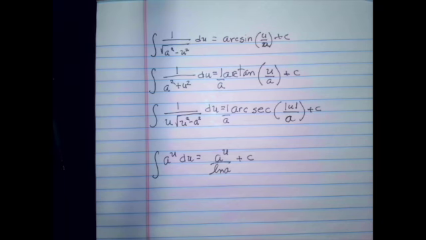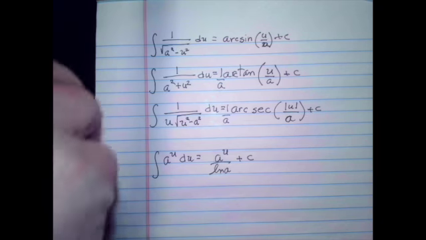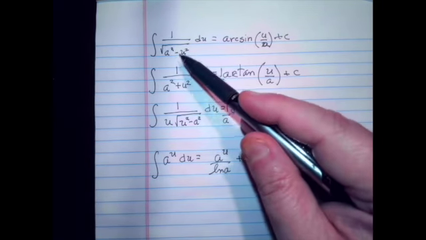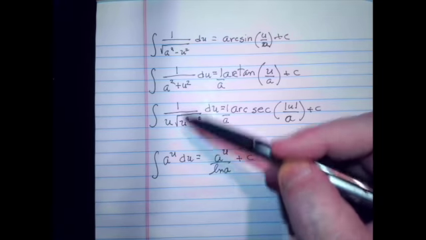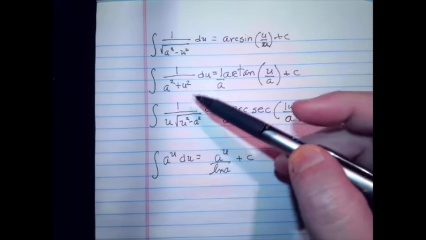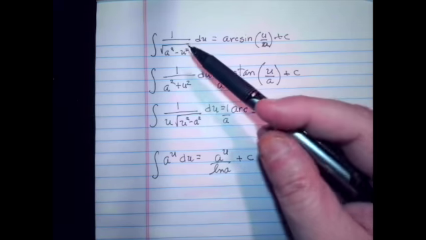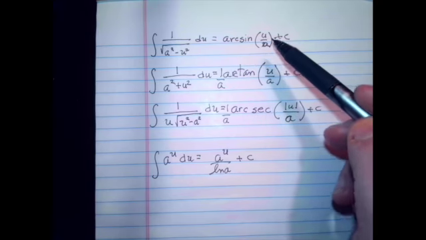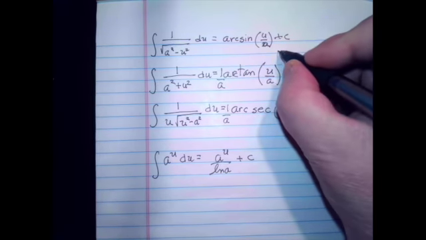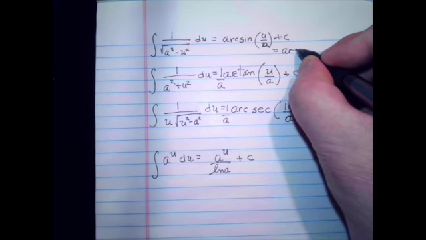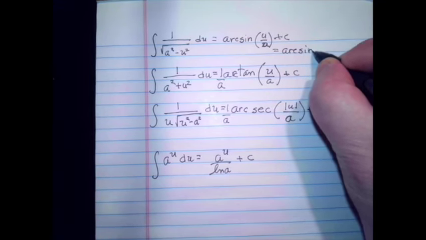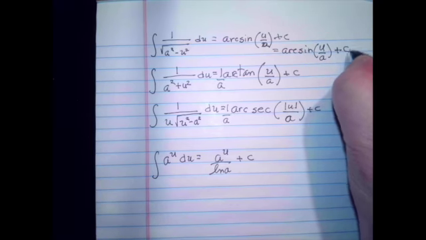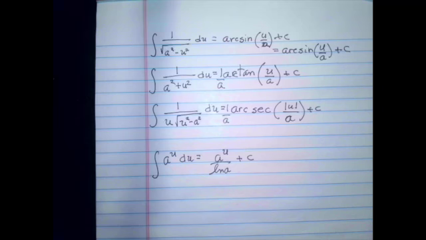For this section on integration, we're going to be using these 4 formulas fairly extensively. In these 4 examples, a will represent a constant and u will represent a function. So if you've got the integral of 1 over the square root of a squared minus u squared, that's equal to the arc sine of u over a, plus of course the constant of integration.